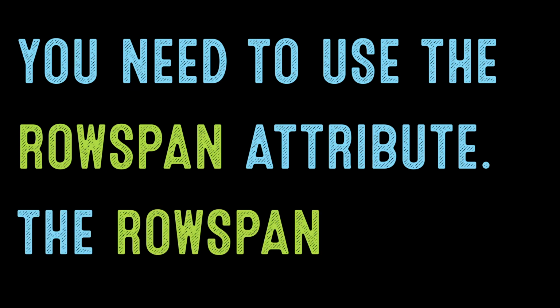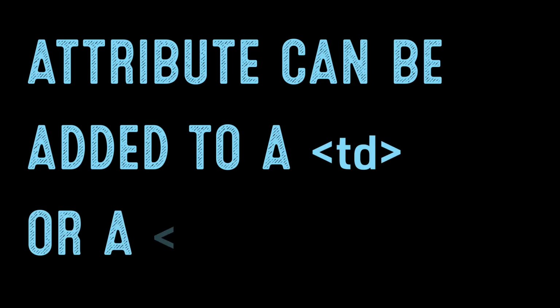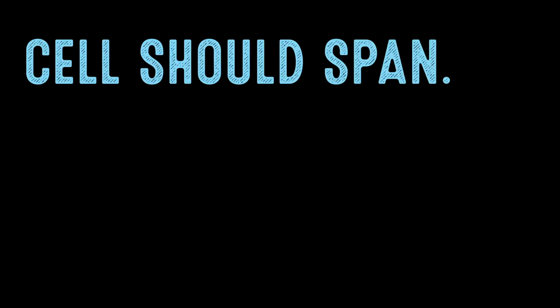What do you do if your table cell needs to span 2 or more rows? You need to use the rowspan attribute. The rowspan attribute can be added to a table data or a table header element. The value is the number of rows that the cell should span.